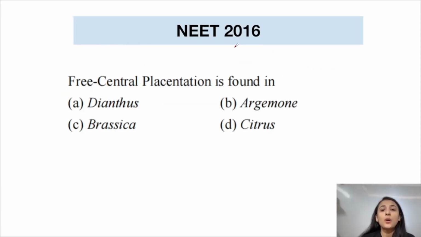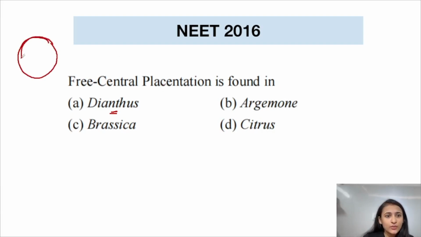Now this question is from NEET 2016. Free central placentation is found in Dianthus, Argemone, Brassica or Citrus. So let us look at free central placentation first. In free central placentation, the ovules were arranged around the central axis and there was no septa present in the ovary. It was a unilocular ovary. Okay, and the condition looked like this.